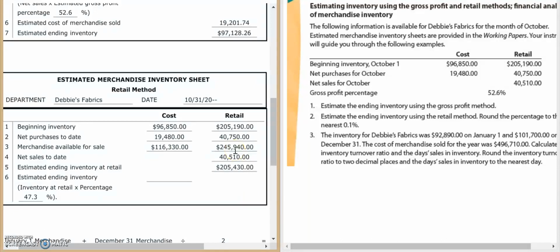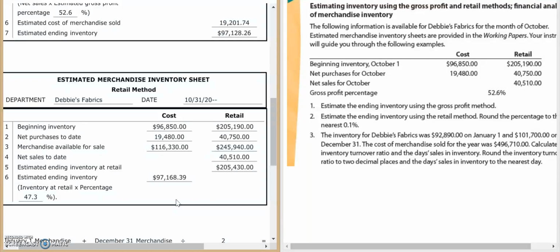When I do that, then I am ready to find our ending inventory at cost. So we take our ending inventory at retail, which is our 205,430, and I multiply that by the percentage I just found, which would be 0.473, to get our estimate of our ending inventory at cost, which is $97,168.39. So it is a little backwards.